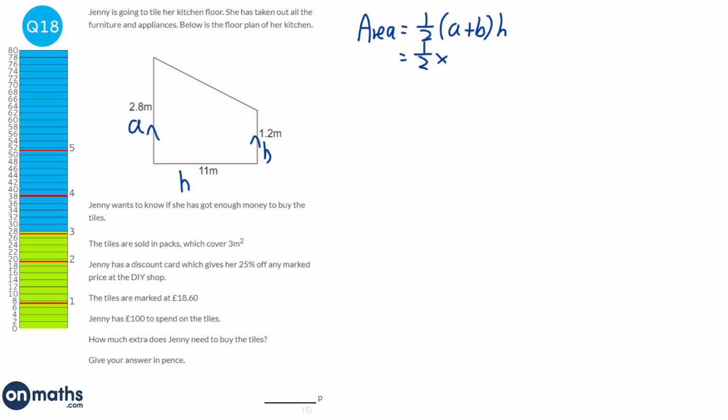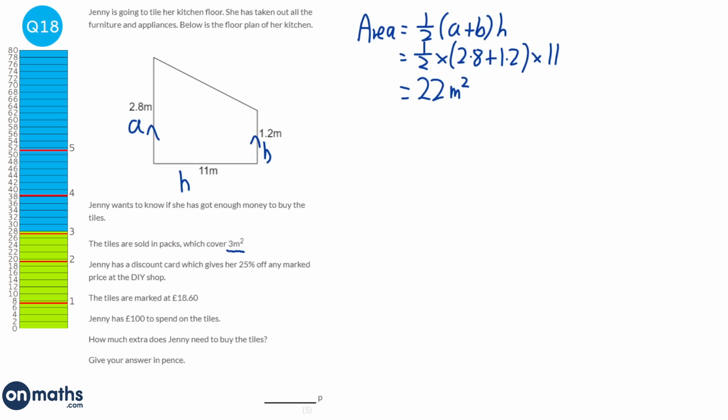So half times 2.8 plus 1.2 times 11. And when we do that, we get 22. So the area of the floor is 22 meters squared. And it says here that the tiles are sold in packs which cover 3 meters squared.